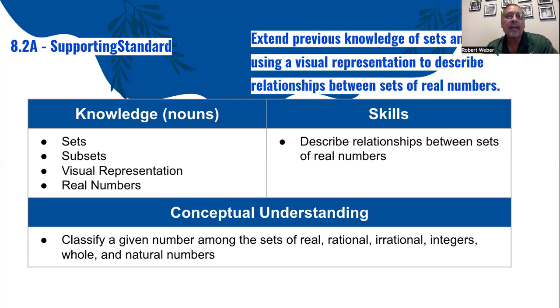8.2A is a supporting standard. Looks like I need to correct the space on there, but I'll fix that. It's describing relationships between sets of numbers, describe relationship between sets of real numbers, classify the real numbers. So that's the one where you're given a value, typically a root, like root 169. And then you have to classify that. Is it a real number, a rational number, irrational number, integer, whole number, natural number, realizing that it can belong to more than one set.